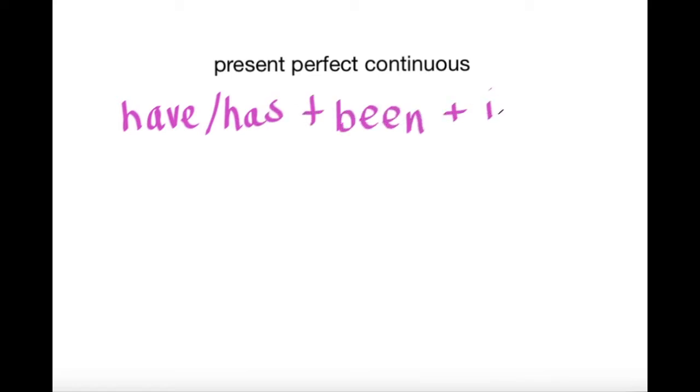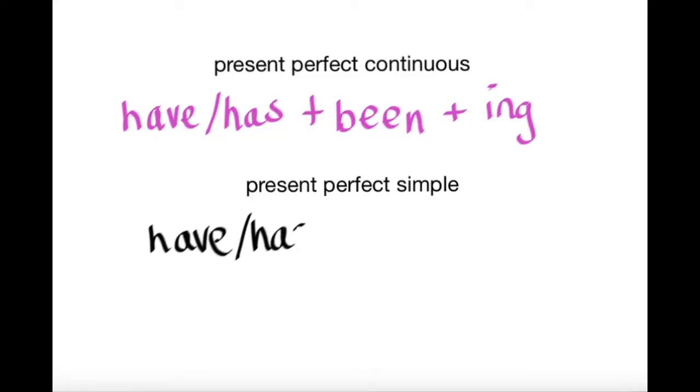Firstly, let's remind ourselves of the form of the two tenses. The present perfect continuous is formed with have or has plus been plus the ing form of the verb. For the present perfect simple, we use either have or has plus the past participle. Now let's look at when to use the two tenses.